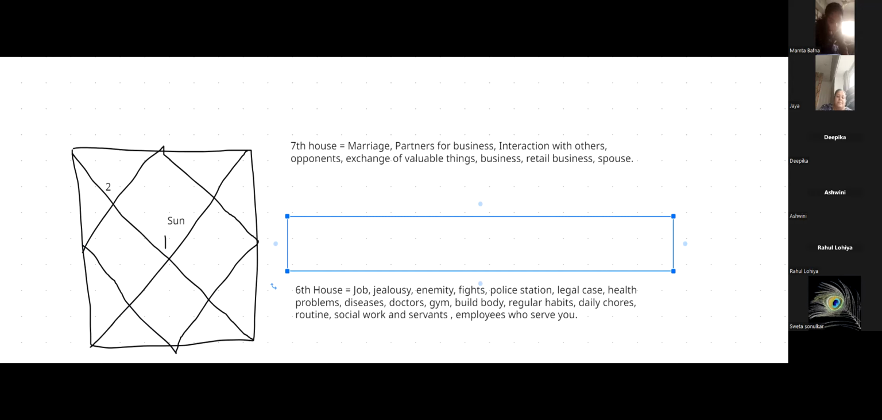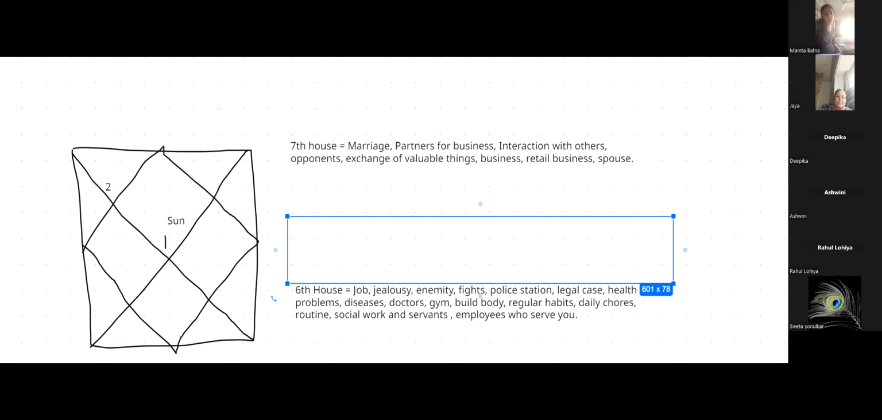What else? Mining. Petroleum. So if anybody wants to buy the stocks which are of petroleum, mining, you have to check your 8th house also, plus 5th house and 12th house. We'll do all those in future classes. Okay. So these are all part of your 8th house.